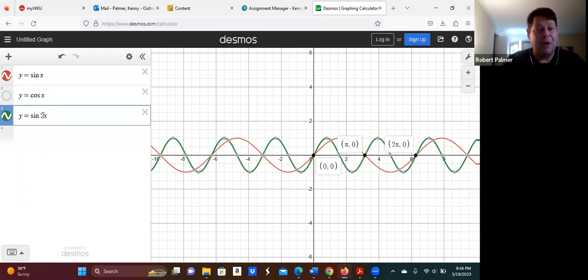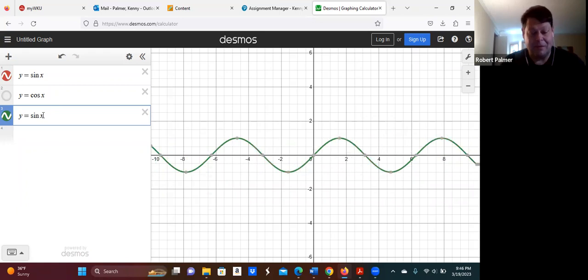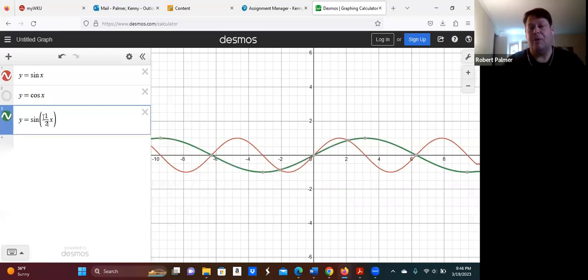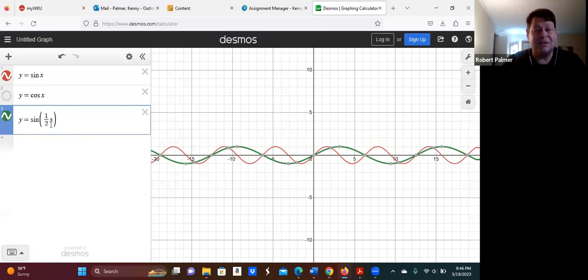Now, as you probably expect, if we make this 1/2, and you see you have to be careful how you do that, so let's put this in parentheses. There we go, 1 divided by 2. So here, if the number in absolute value is less than 1, it actually expands it, pulls it apart. If you want to think about an accordion, it stretches it out by a factor of 2. And so now my period is actually double what it was before.